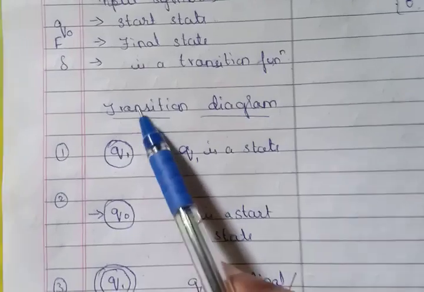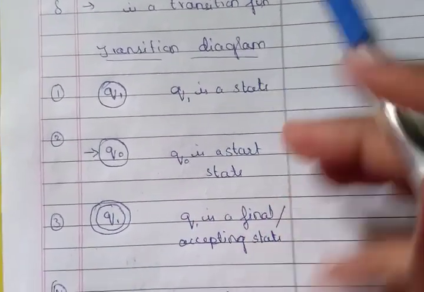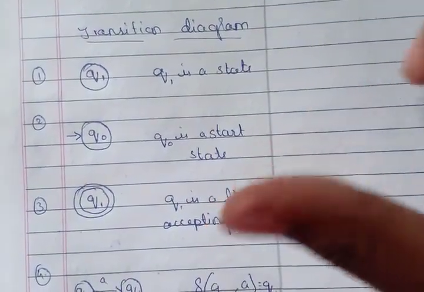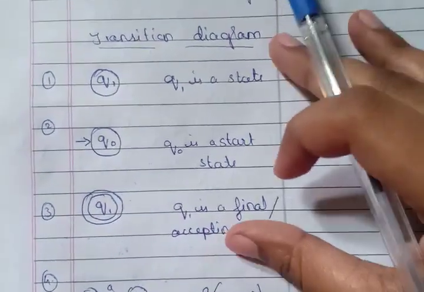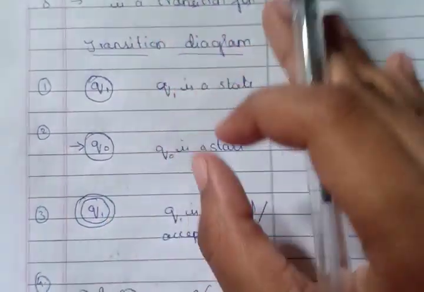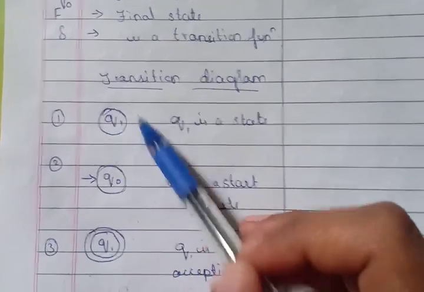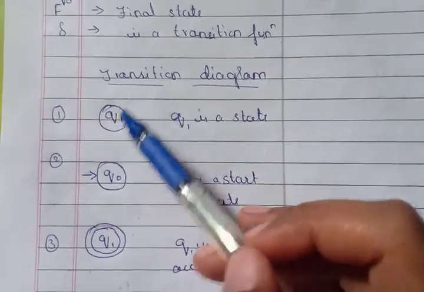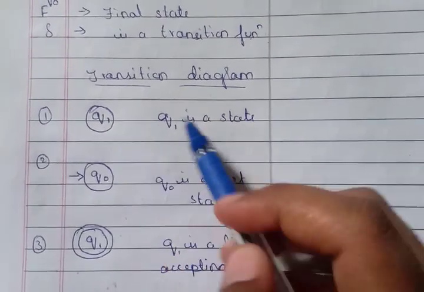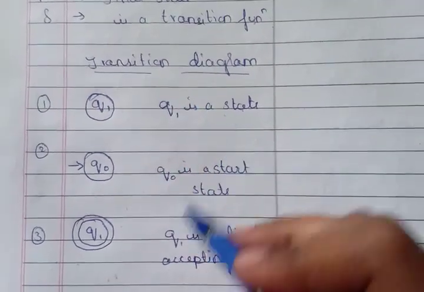Here is another concept called the transition diagram. This is the pictorial representation, the rules for how the entire transition is written in terms of a diagram. The first rule is a circle. This is nothing but a state, enclosed within a round. Basically it is called a node, but in finite automata it is called a state.